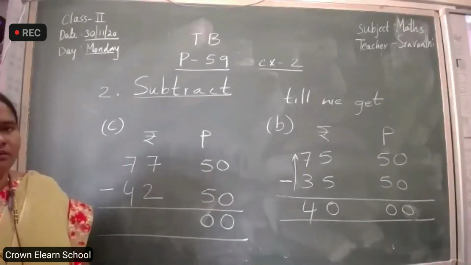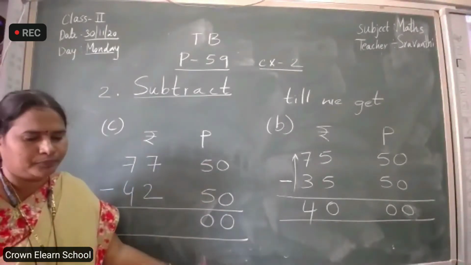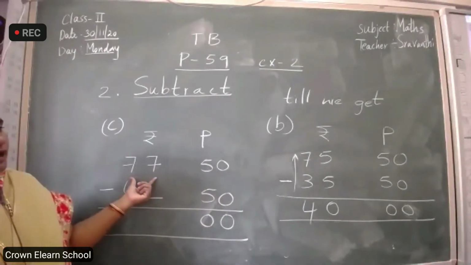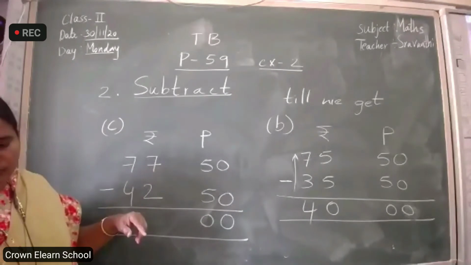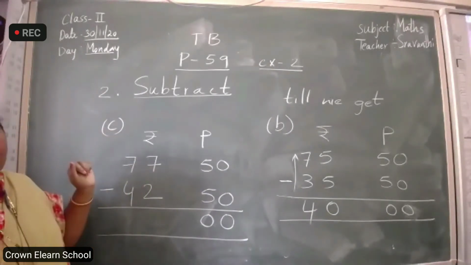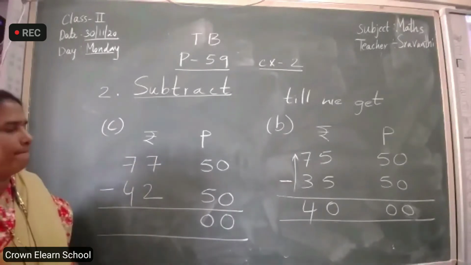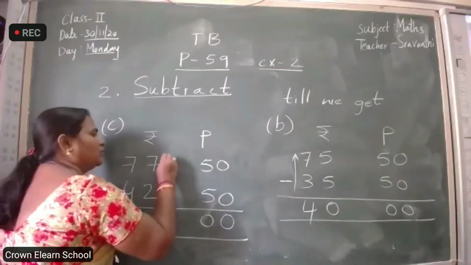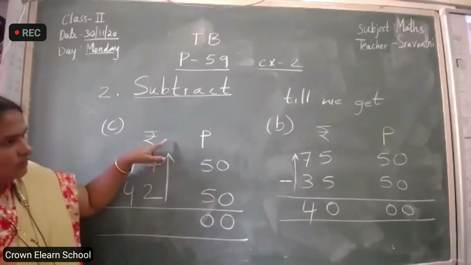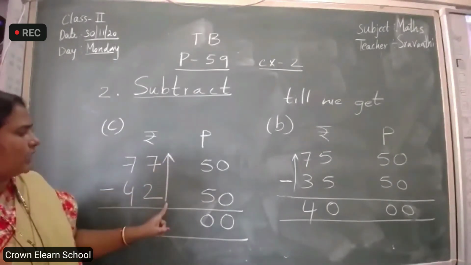Okay. Have you done the paise column? Now let us go to the rupee column. We are doing the C sum. Rupee column. How do you do it? Arrow mark, you know, arrow mark in the upward direction.